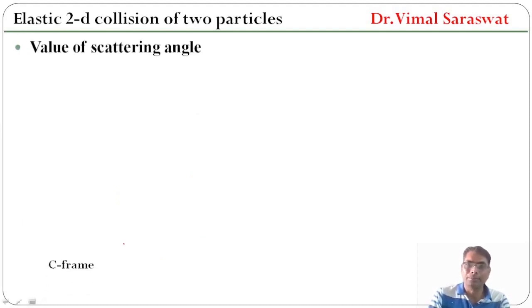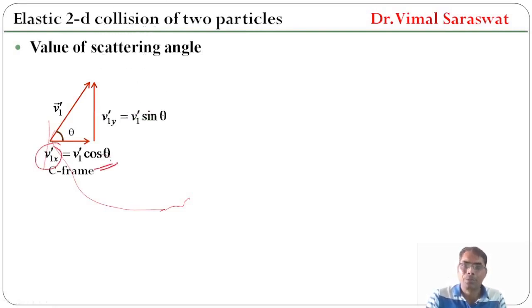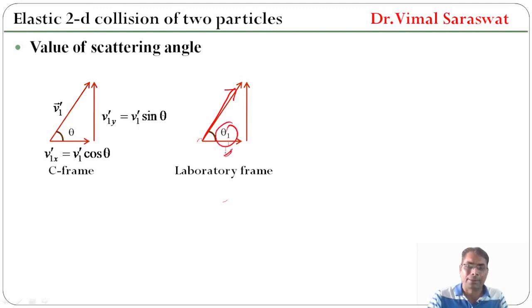Now, the value of the scattering angle. In the center of mass frame of reference, the particle of mass m1 is moving in this direction and it is making an angle θ, and the velocity after collision is v1 dash. So the component of v1 dash in the x direction, that is v1x dash, is equal to v1 dash cos theta, and the component of v1 dash in the y direction is v1y dash, and this is equal to v1 dash sin theta. In the laboratory frame of reference, the particle of mass m1 is moving in this direction and it is making an angle θ1 with the x-axis, and its velocity after collision is v1.